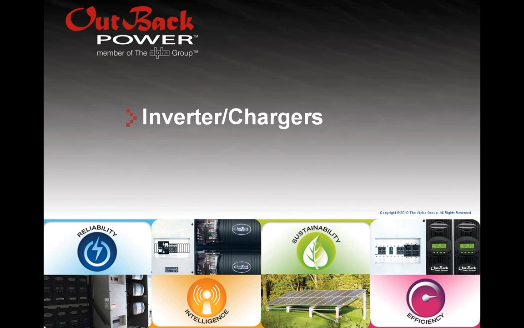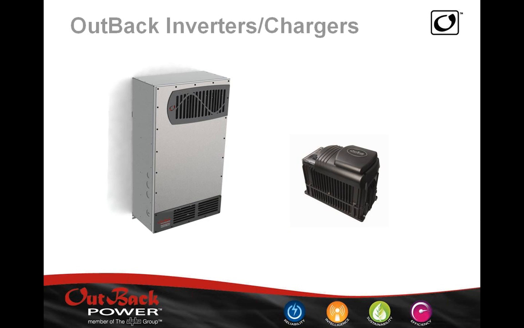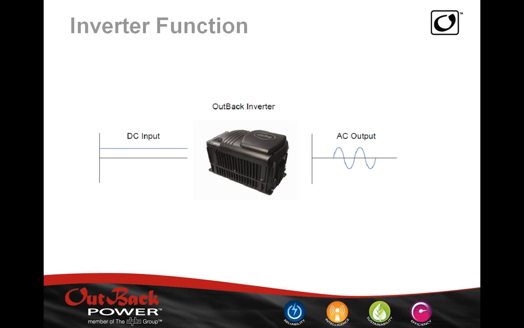So onto inverters and chargers. We have two main families of inverters. We have our smaller legacy FX inverters that a lot of people know about, and then we have our new Radian inverter that begins at 8 kVA. Our FX inverters range from 1.4 kVA up to 3.6 kVA. But essentially the function of the inverter is to invert from a DC source, like batteries, and it puts out a nice sine wave, a nice AC output.